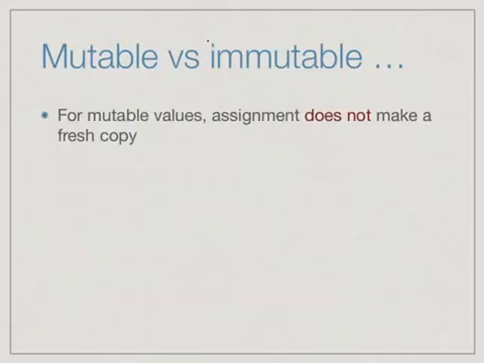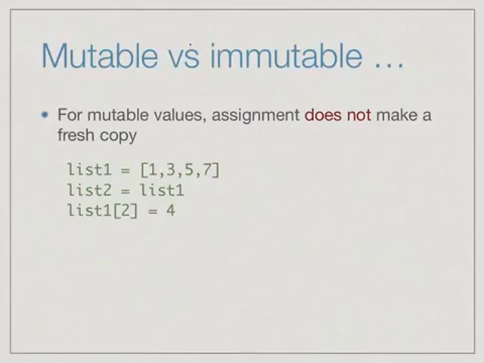However, as we have pointed out, lists are a different beast from strings, and lists are mutable. So it turns out that for mutable values, assignment does not make a fresh copy. So let us look at the following example. We first assign, say, the list 1, 3, 5, 7 to the name list1.